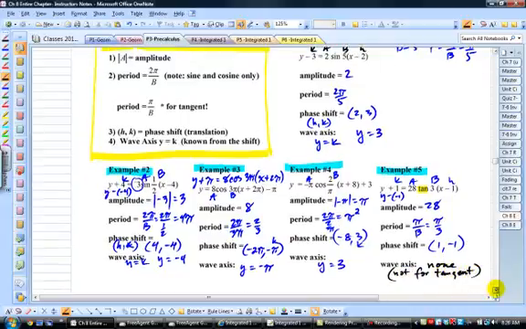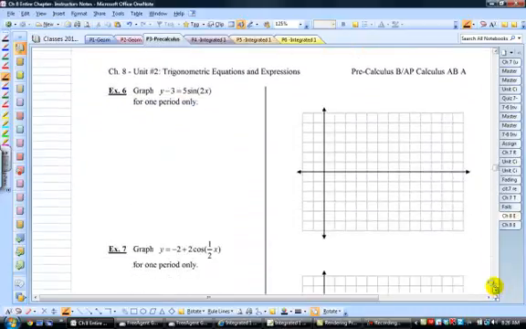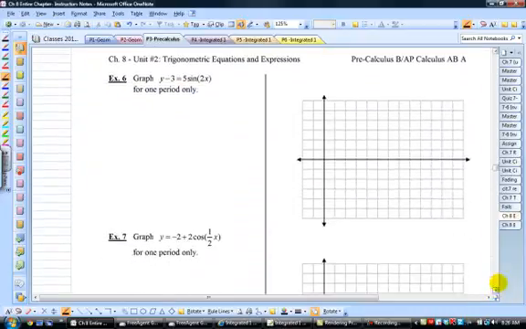Okay? All right. So let's go ahead and get some experience here, and let's graph one period only. Take notice of that right there. And the first thing you do on all of these is go ahead and determine the pieces of information, write them down first, and then go ahead and graph the results.